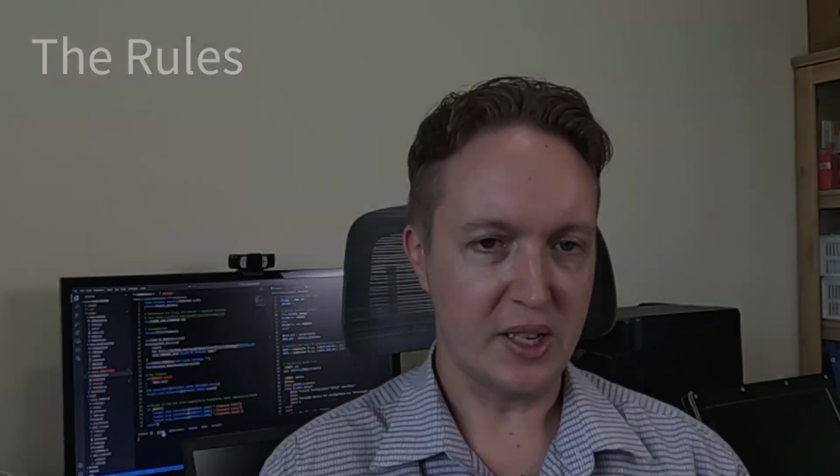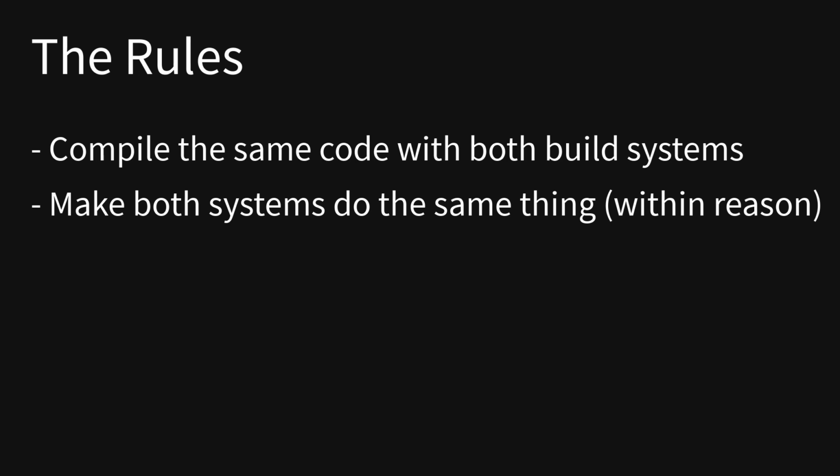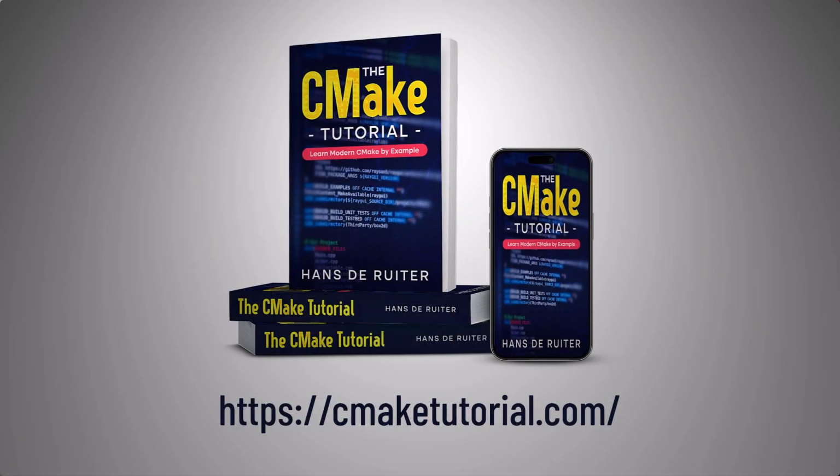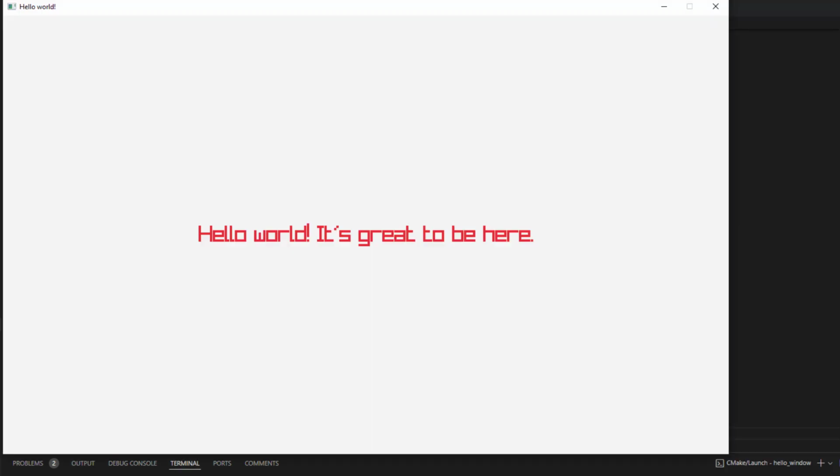All right, it's time to compare CMake and Make again, but this time with code that uses a third-party library. So a quick summary of the rules. I'm going to compile the same code using CMake and Make, and I'm going to try to make the two build systems do roughly the same thing within reason. And just like last time, I've borrowed code from the CMake tutorial. This one uses Raylib to open up a pretty little window and print a message.